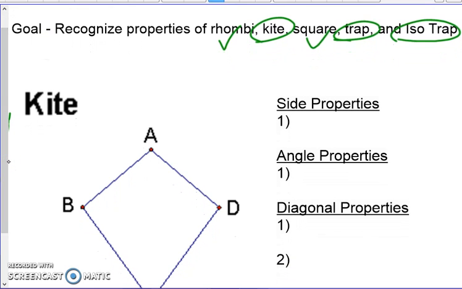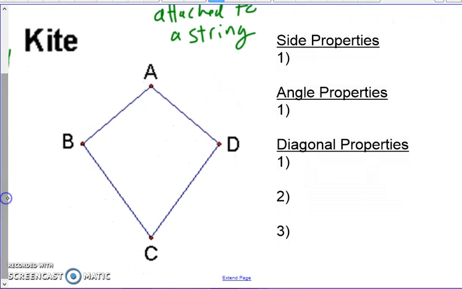So a couple of important things about kites. They are usually attached to a string. If your kite's not attached to a string, it might fly away when you fly it. I'm just joking.